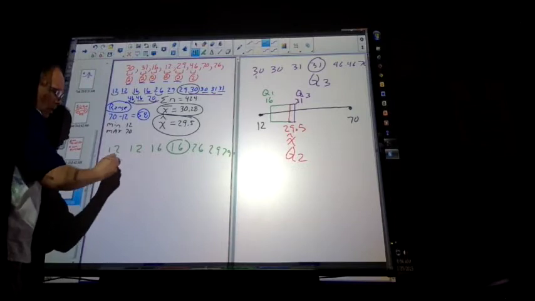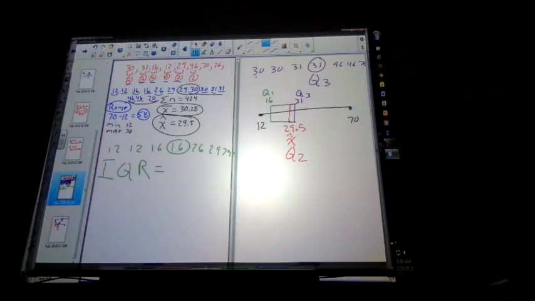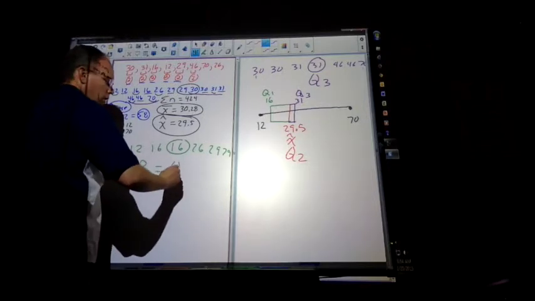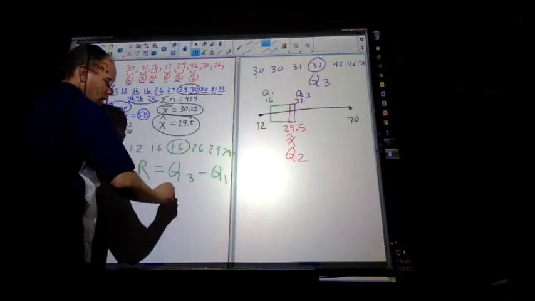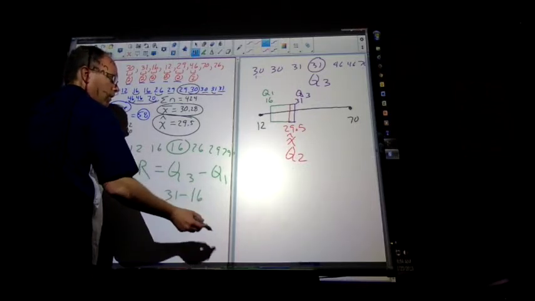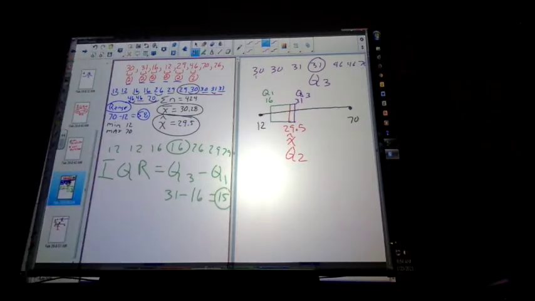What is my IQR right now? How do I find IQR? Yeah, so the IQR is going to be Q3 minus Q1, which is going to be 31 minus 16, which is 15, I think. Is that right?